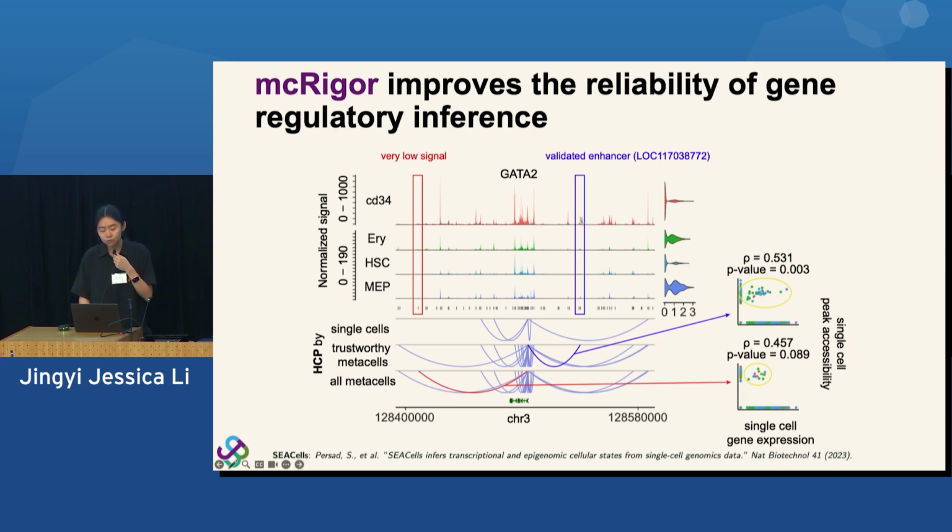But adding this blue edge seems reasonable because we do have some small signals here, and this is also a validated enhancer. And we also check the single cell data to see whether, if we ignore the zeros, the non-zeros tend to support our conclusion. And that's the case. So this is the second application.